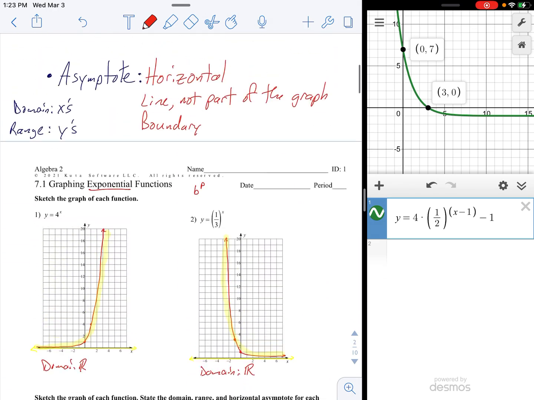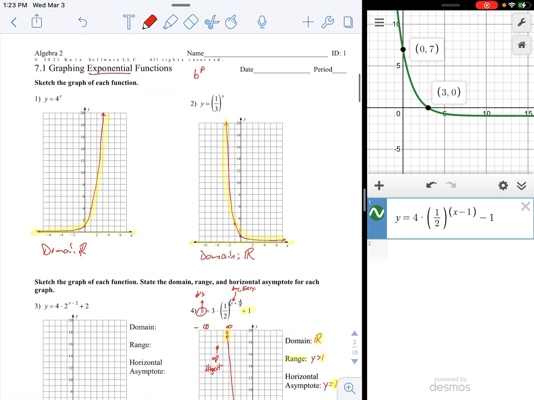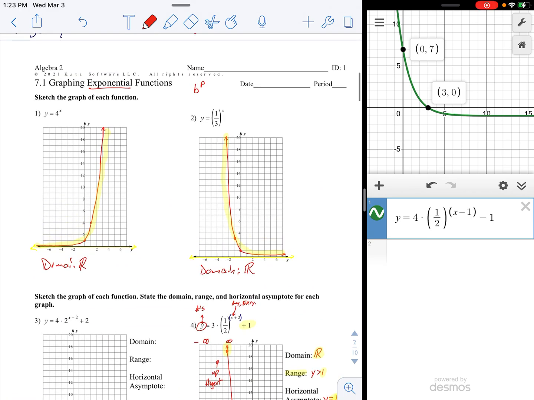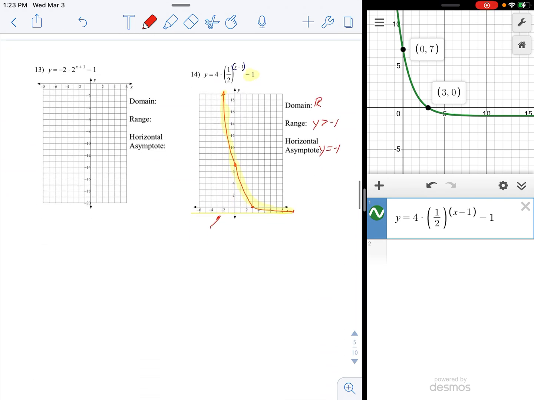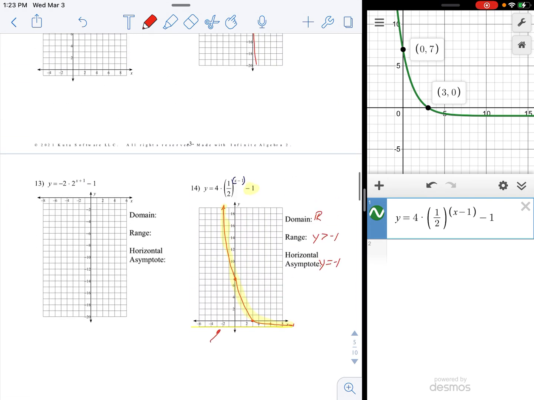I'm going to go ahead and stop here and leave the rest of the work to you. So you don't have to do number 1, just do the rest of the odds. 3, 5, 7, 9, 11, 13. Domain, range, asymptote, get a decent graph, use some key points if you can.